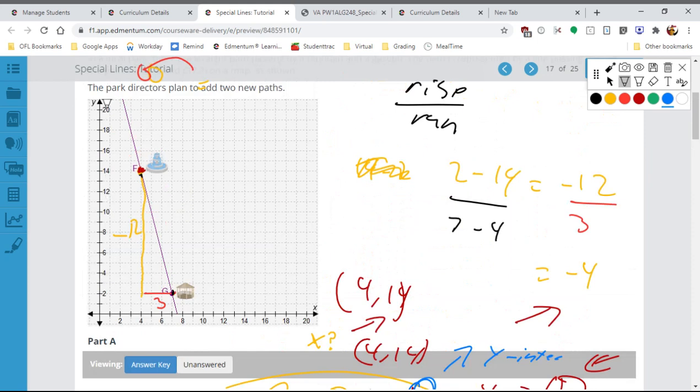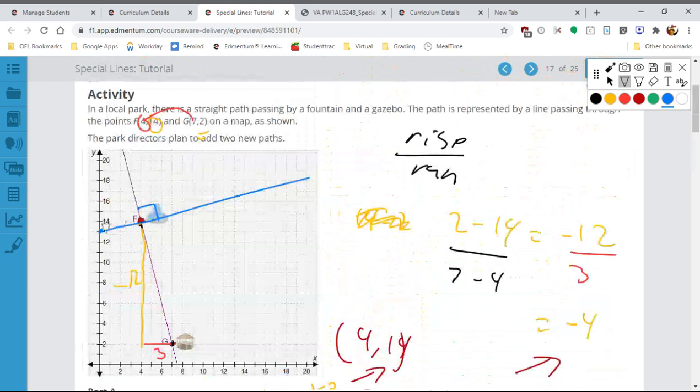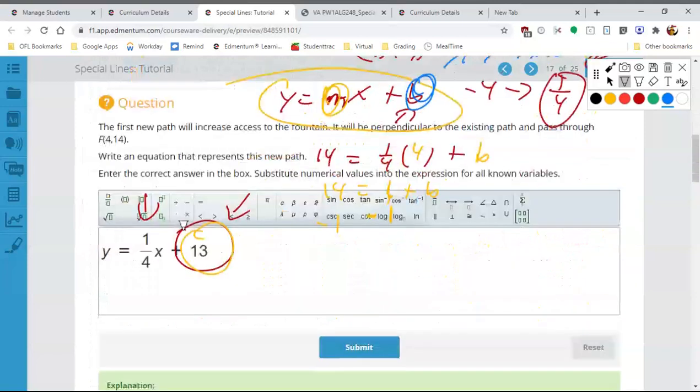So they're saying that, hey, we have to start a line over here at 13, and then our slope is 1/4, and that's going to make the perpendicular line. So if we start at 1/4, we go up 1, go over 4, this line ends up being perpendicular to our original line.